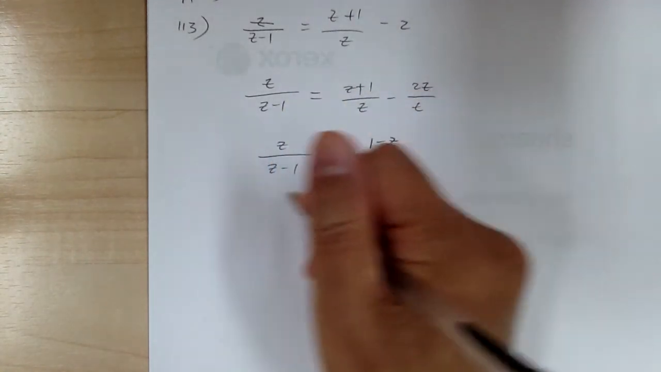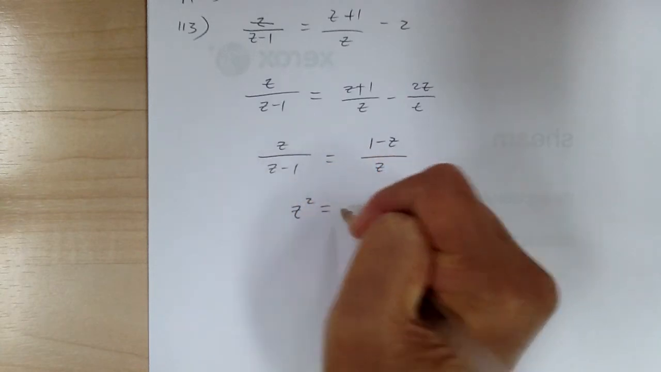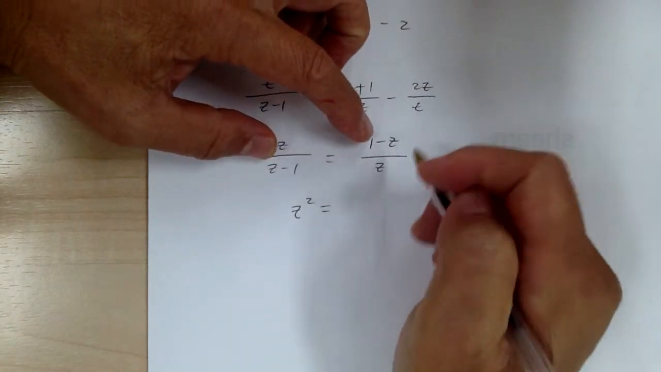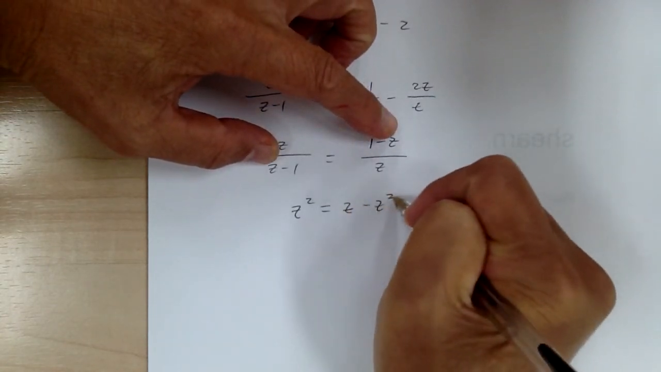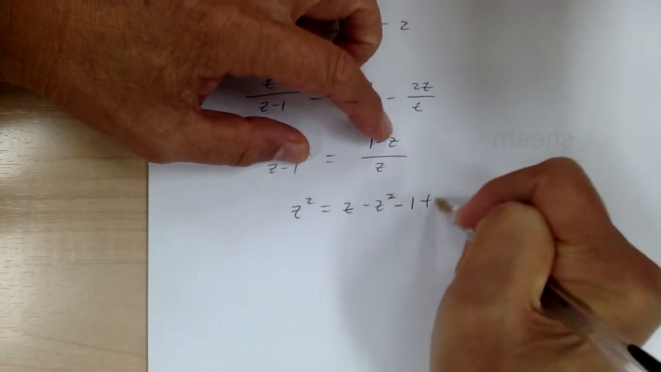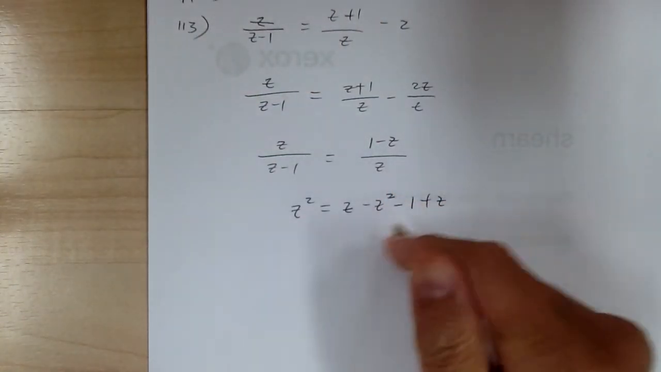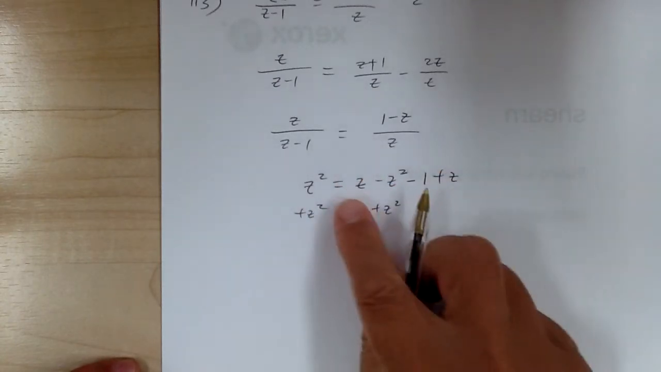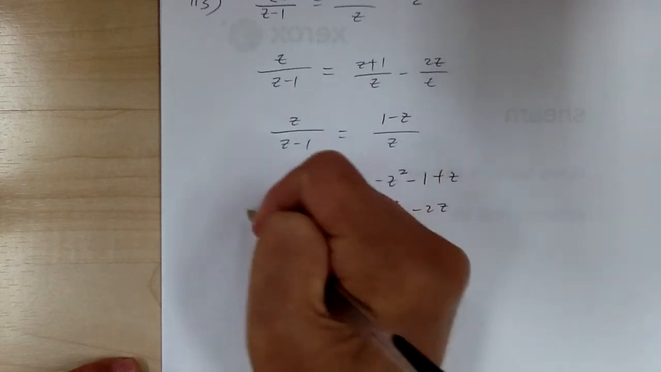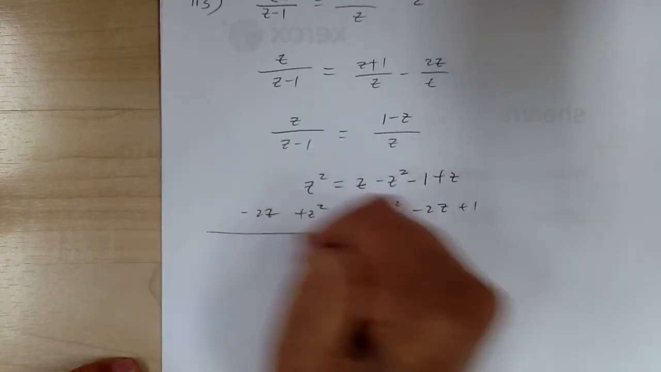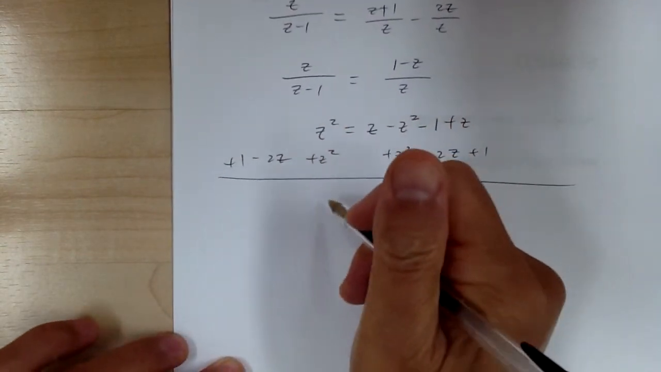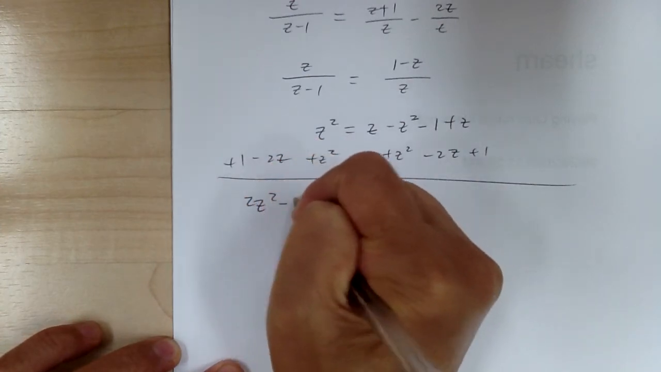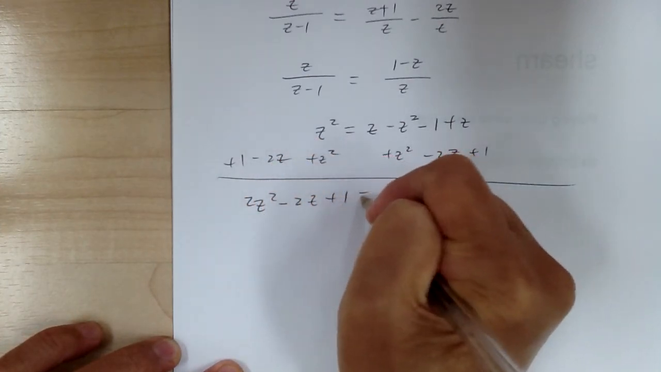Then from here I can just go and cross multiply. So I get z squared equal to, and this one you have to be very careful. So distribute, so it will be z minus z squared minus 1 plus z. So I'm going to move everything to this side. So plus z squared, and then I've got z and z, so I need to minus 2z, plus 1 plus 1. So put this all in the correct order. So I get 2z squared minus 2z plus 1 equal to 0.